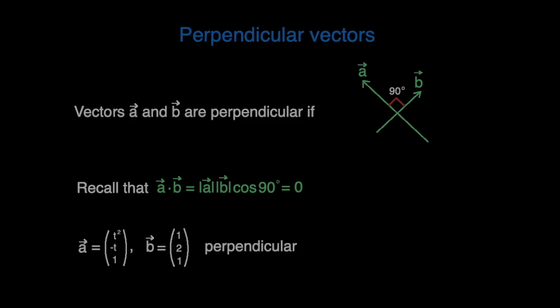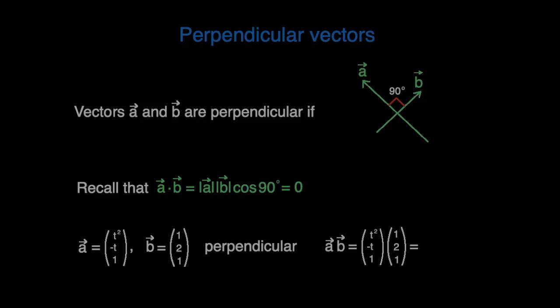Suppose we have the vector A equal to (t squared, minus t, 1), and the vector B equal to (1, 2, 1), and they are perpendicular to each other. We need to find the value of t. Saying the vectors A and B are perpendicular is equivalent to saying their scalar product is equal to 0. So, let us find the value of t for which the scalar product of the vectors is equal to 0.